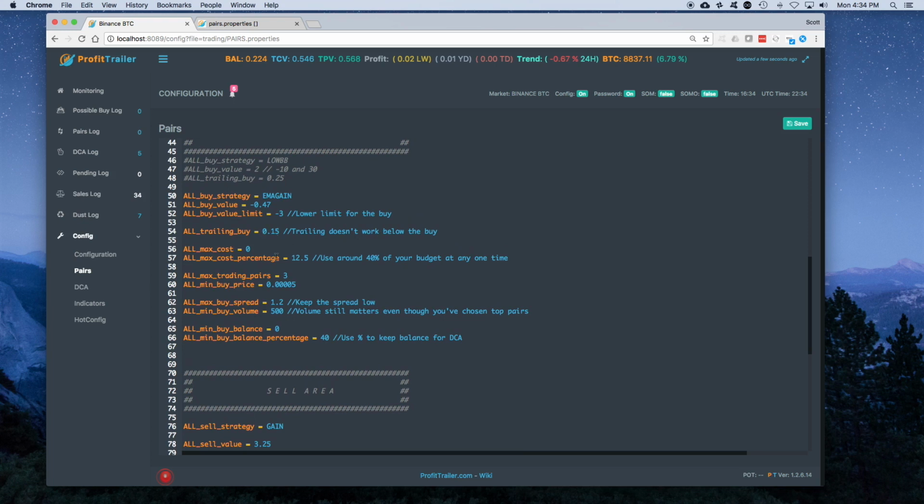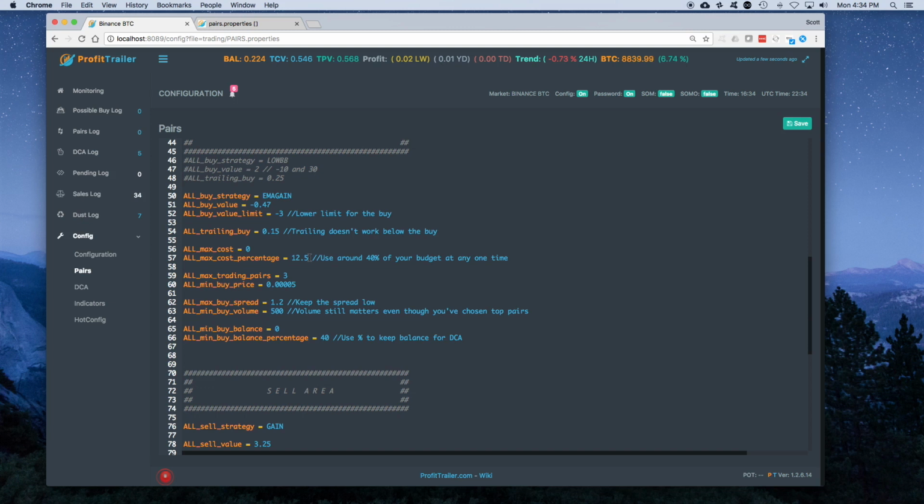I like to use all max cost percentage when I'm buying instead of all max cost, because it uses a percentage of your TCV, your total current value. That gives you a fairly big buy when you make the buy, and you don't have to keep up with the all max cost and adjust that all the time based on your balance changing. I use 12.5, and that's another holdover from NAFI, and I vary that between 10 and 15%.